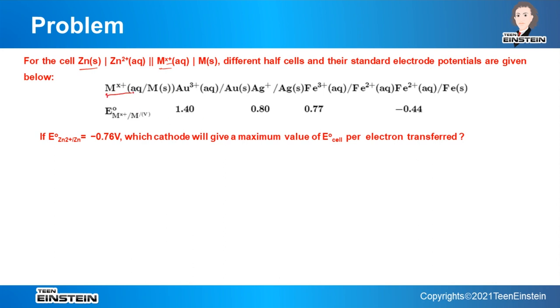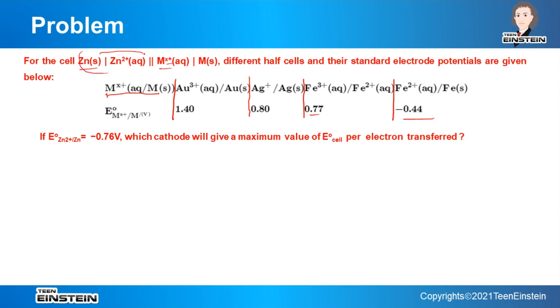Here the M^x+/M system may be gold, Au3+/Au, for which the value is 1.40. Then for the Ag+/Ag system, the value is 0.80. The third system is Fe3+ to Fe2+, and for it the value is 0.77, and Fe2+ to iron is minus 0.44, and zinc is constant.